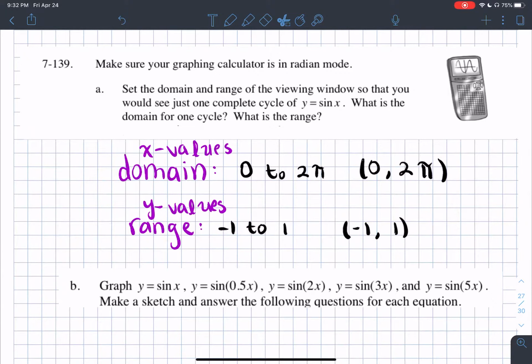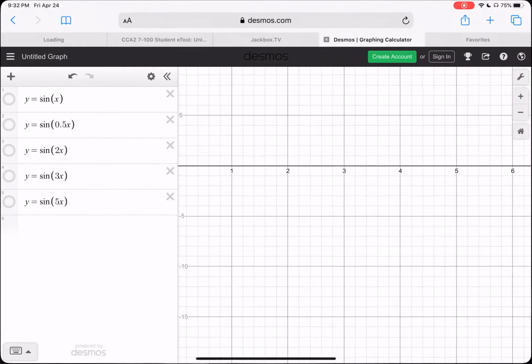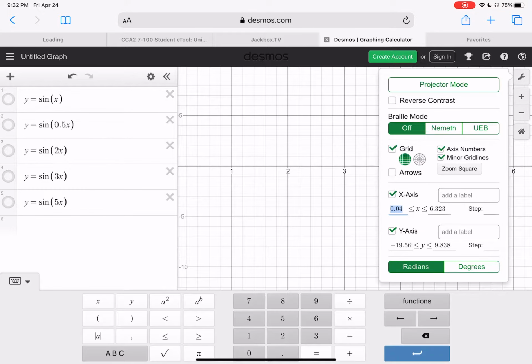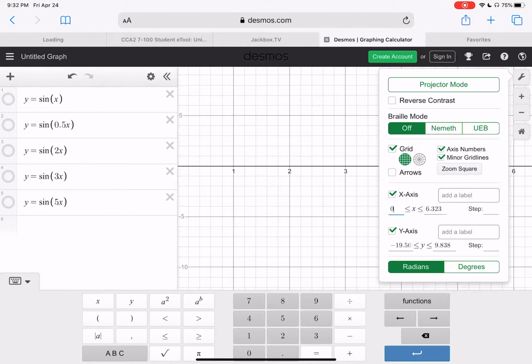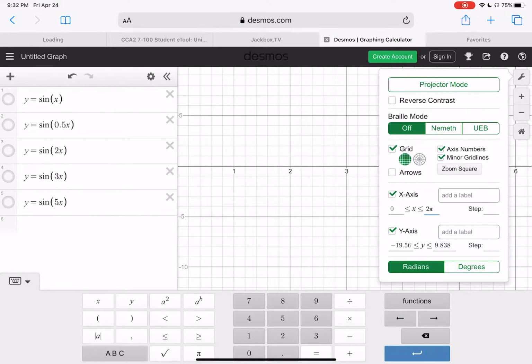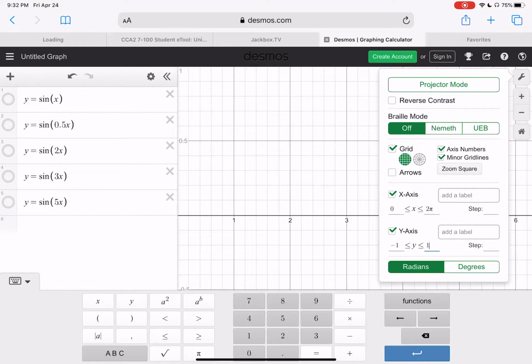Now that you've found that domain and range, let's go into Desmos to set up our window for the rest of the problem. Click on that wrench again. It says x-axis. We want to go from 0 up to 2 pi, and we're just going to leave our y-axis from -1 to 1 because that's our domain and range. So we're going to leave that there for now.